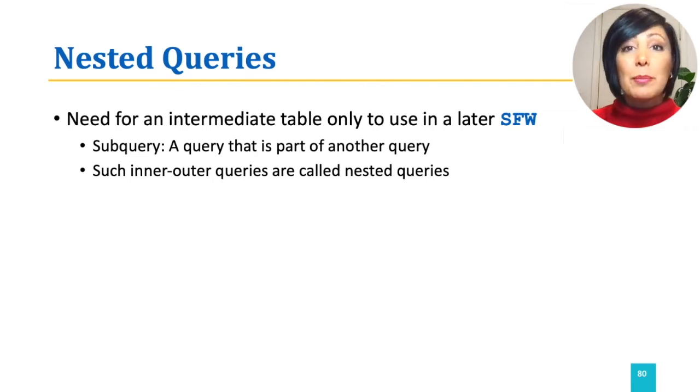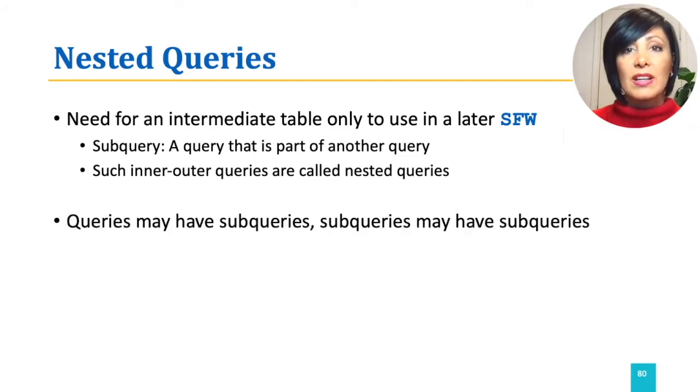Sometimes we need to compute an intermediate table only to use it later in another select from where query. This is performed using a subquery. A subquery is a query that is part of another query, and queries consisting of this structure are called nested queries. A query can have a subquery, which in turn can have a subquery, and this can continue as many levels as we want. This is one of the powerful features of SQL.